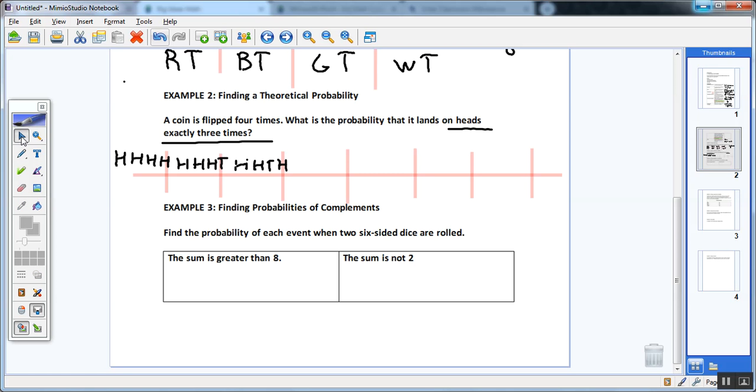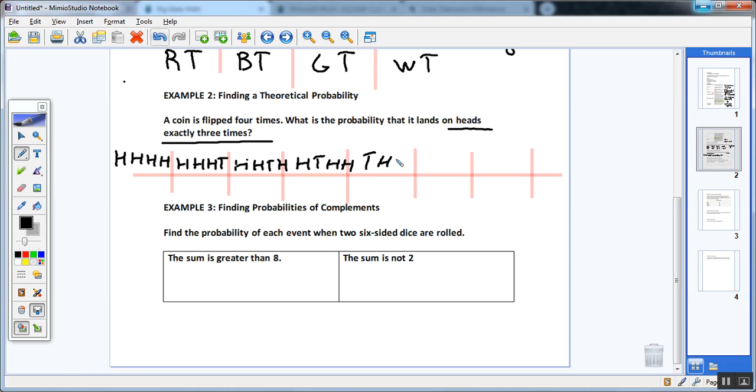What could be tails, heads, heads. Could it be, based on what I'm doing right here, what could be the next one? Heads, tails, heads. Heads, tails, heads, heads. Okay, what's another way to have exactly 3 heads? Tails, heads, heads. Tails, heads, heads, heads.